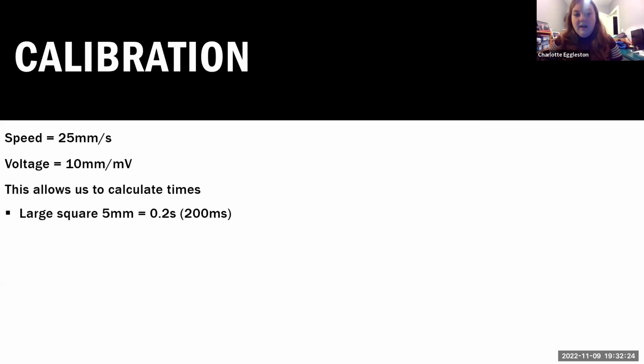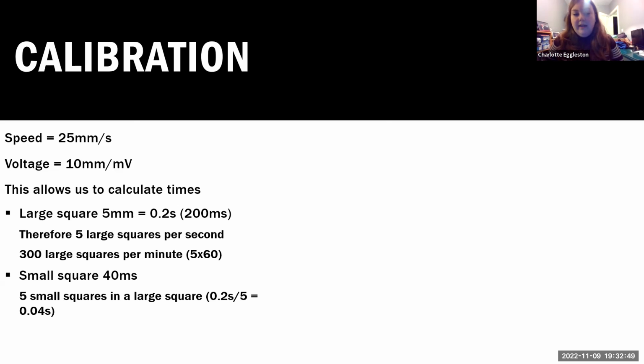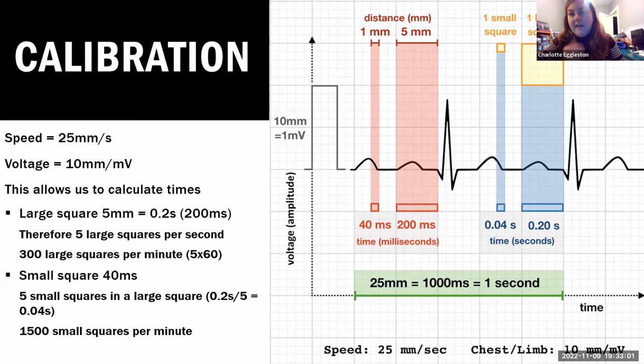It helps us to calculate the times. Because it's 25 millimeters per second, and each large square is 5 millimeters, there are 5 large squares per second. So you can work out that there are 300 per minute. Hopefully that makes sense. I have to spell out all the maths, otherwise it blows my mind. We also know that there are 5 small squares in a big square, so each small square is 40 milliseconds, and therefore there are 1,500 per minute. These numbers will become lodged in your head, but for now, they're on there. This is that in diagram form, which I think can be quite helpful.